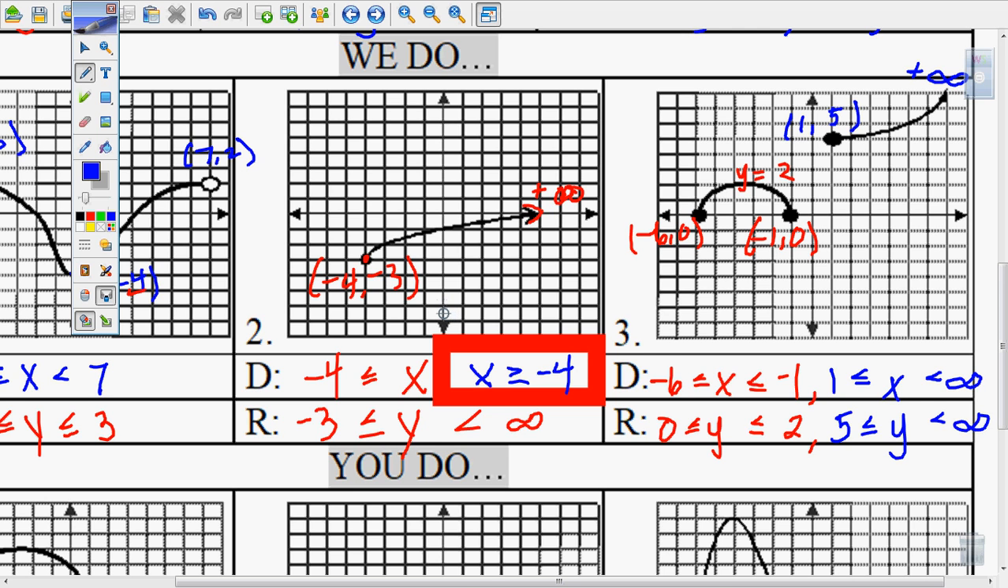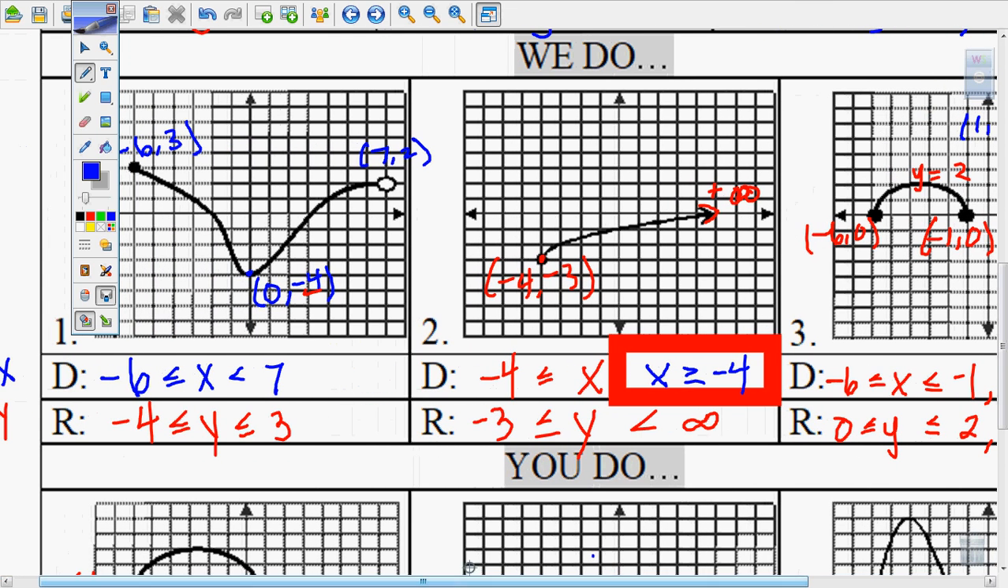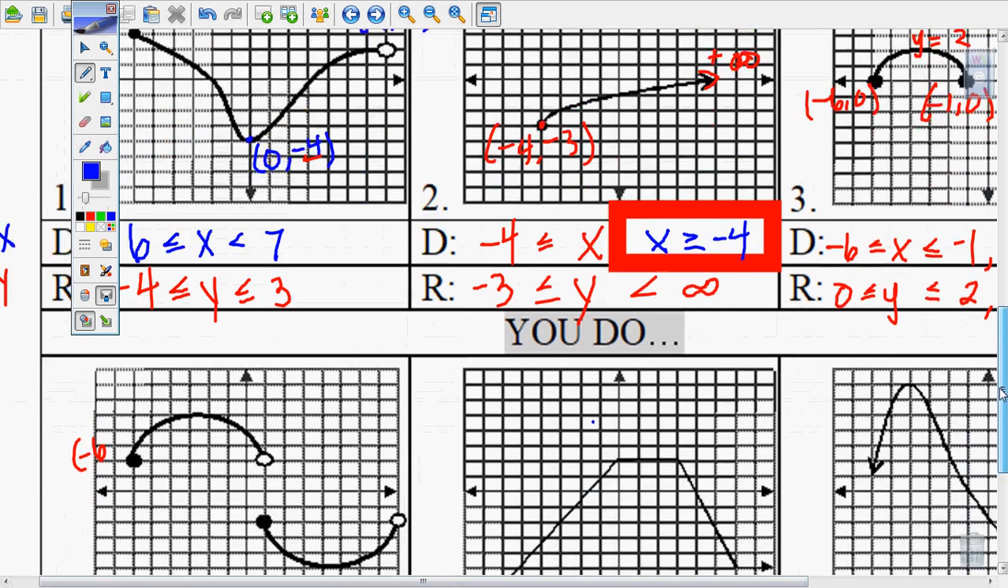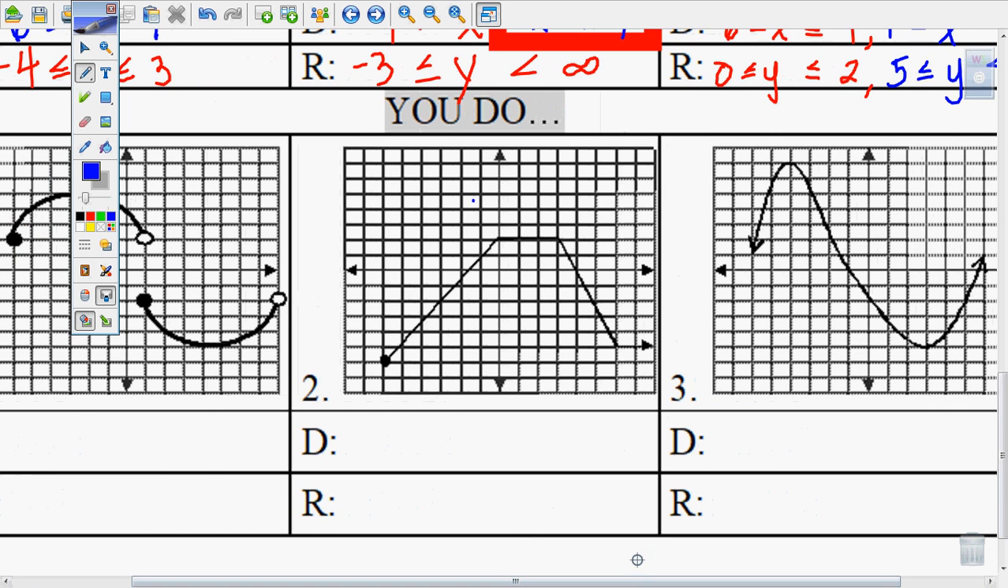Alright, so you have these 3 to do. I'm going to give you about, we only got 15 minutes. No, I'm not giving you 15 minutes. I'm going to give you like 6 minutes. It's not enough. Alright, I'm going to give you 6 minutes to do your you do part. Can we just catch up from the top part? Yeah, I'm going to go back up.